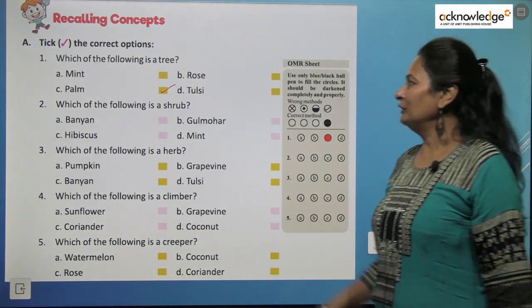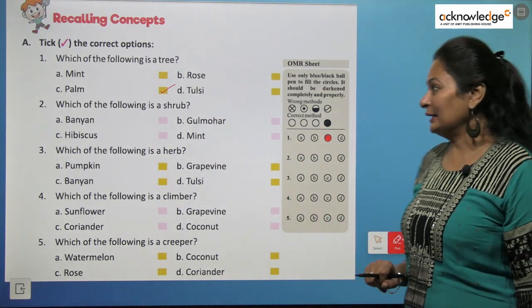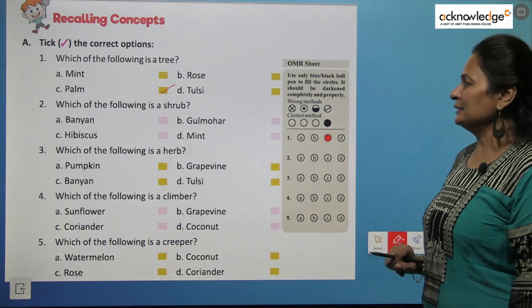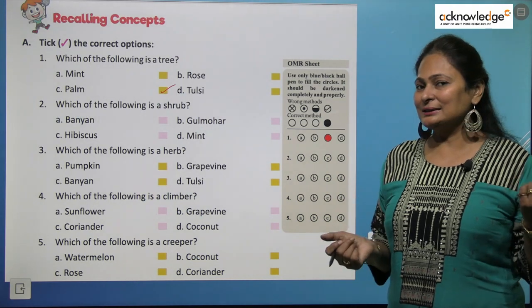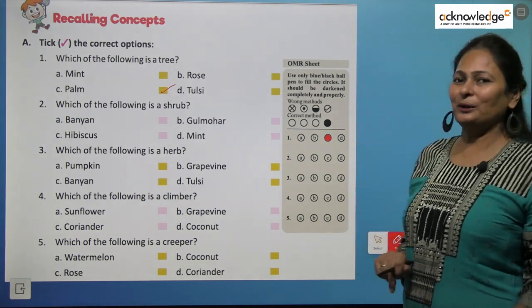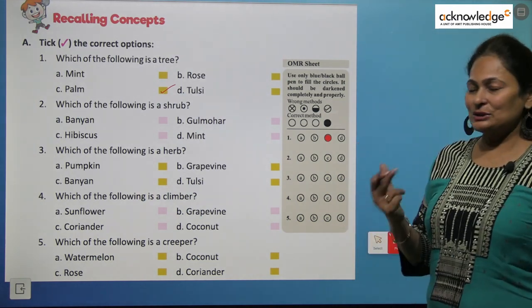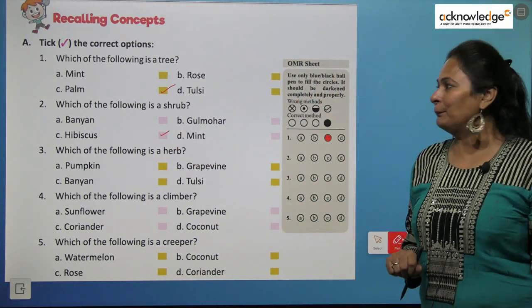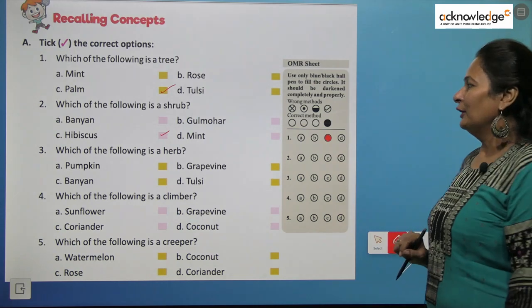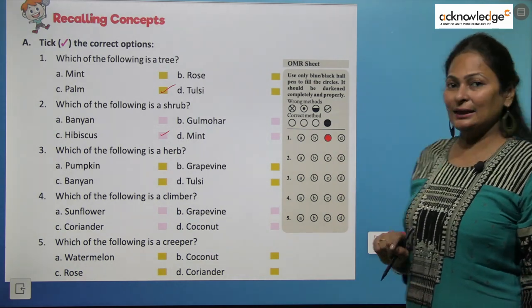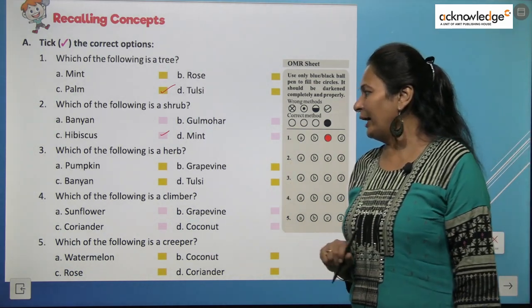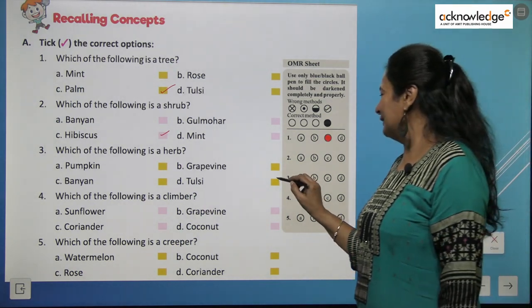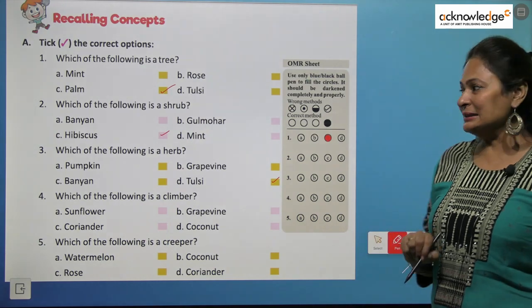Second question, which of the following is a shrub? Banyan, gulmohar, hibiscus or mint? Mint is a herb, gulmohar is a tree, banyan is a tree. Which is left? Hibiscus. Hibiscus is the example of a shrub. Which of the following is a herb? Pumpkin, grapevine, banyan or tulsi? Very good answers. It is tulsi.